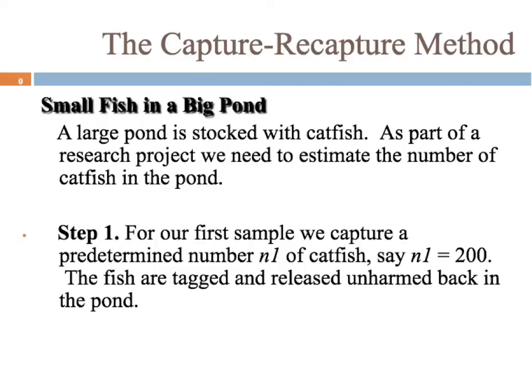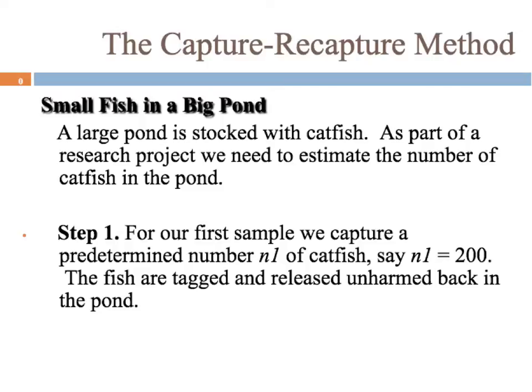So here's an example to go along with it. We have small fish in a big pond. So we're looking at a large pond. It's stocked with catfish, and as a part of a research project, we want to estimate the number of catfish in the pond. Now, we can't just jump in the pond and go around and count all the catfish or attempt to catch them all. That would take too long, and it's nearly impossible to do. So what we want to try to do is use this to estimate.